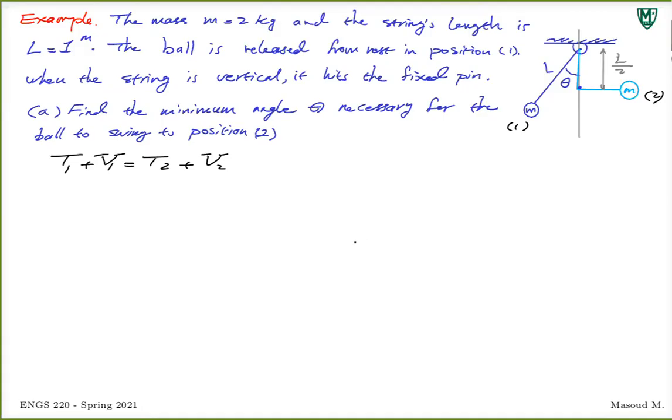Now looking at point 1, let's just say T1, V1. Looking at point 1, we start with kinetic energy at point 1. Well, we are told that the ball is released from rest in position 1. So no velocity, that'll be 0. Right? Released from rest.